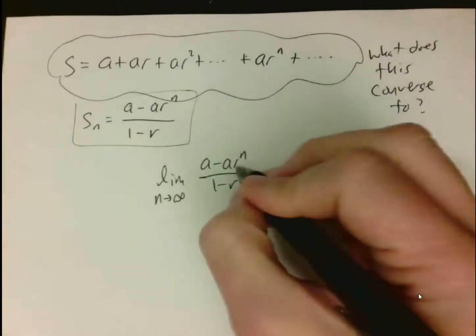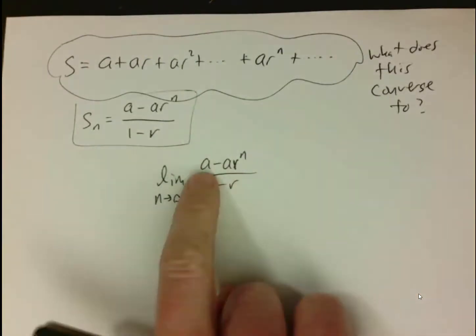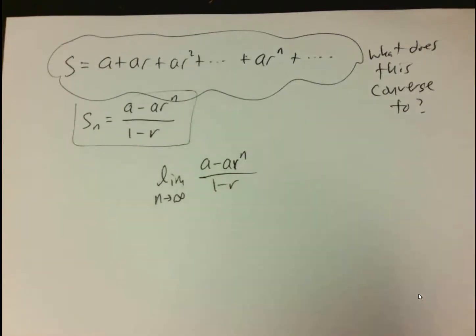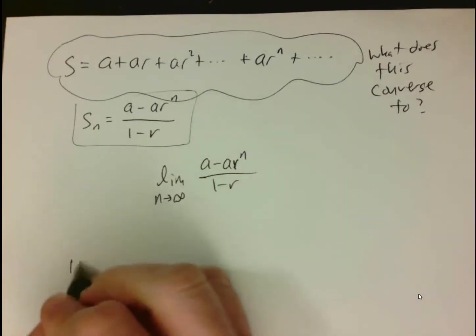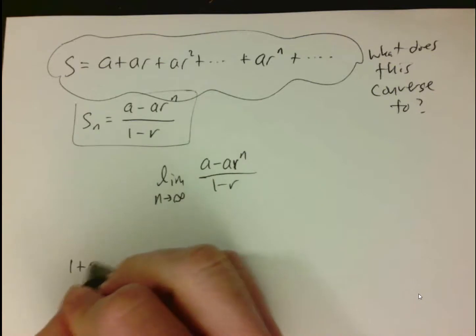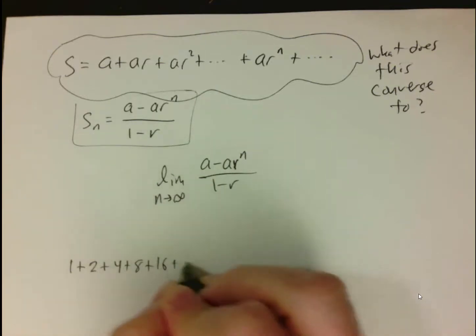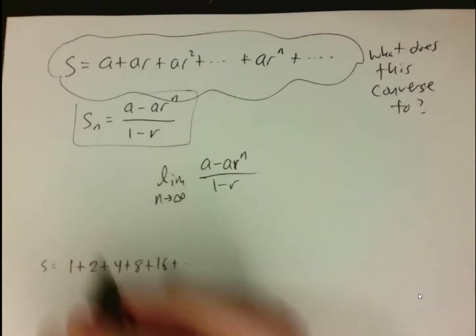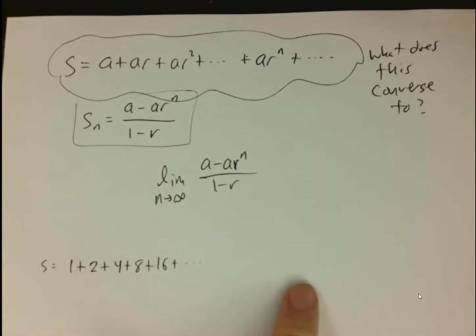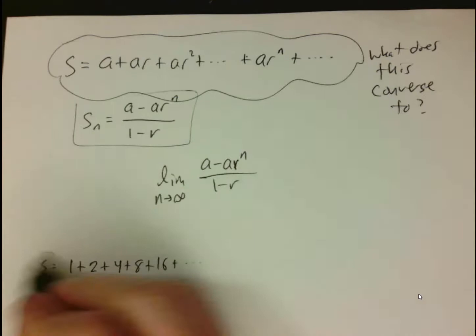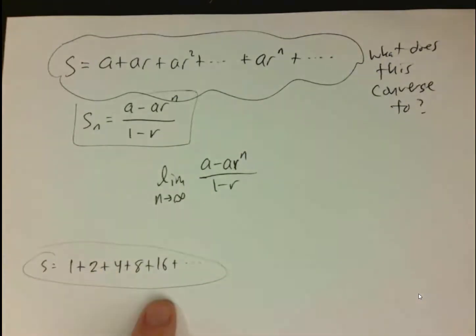Let's imagine that A equals 1 and R equals 2. In that case, we've got the sum 1 plus 2 plus 4 plus 8 plus 16. So clearly this sum is not approaching a value. This sum is getting larger and larger without bound. So this is not a convergent series. This is a divergent series.